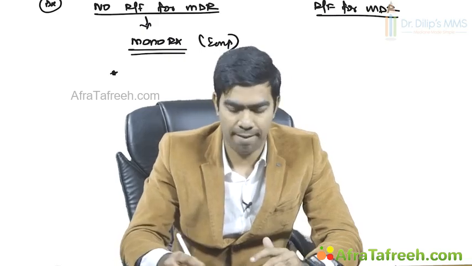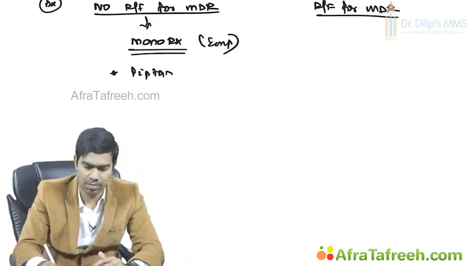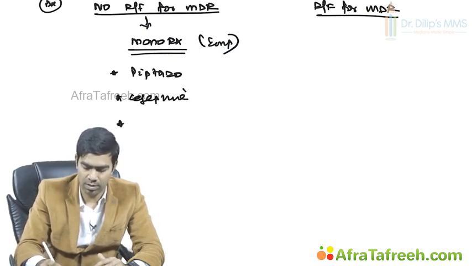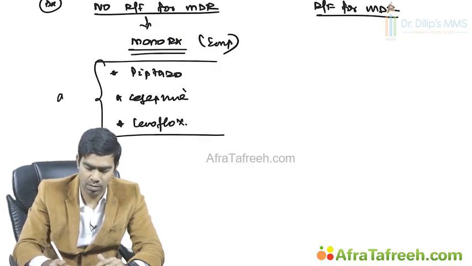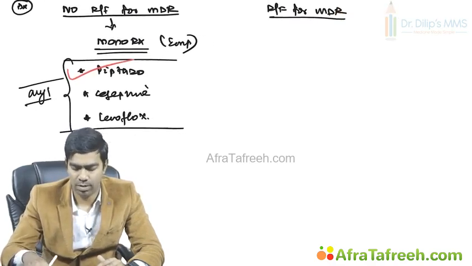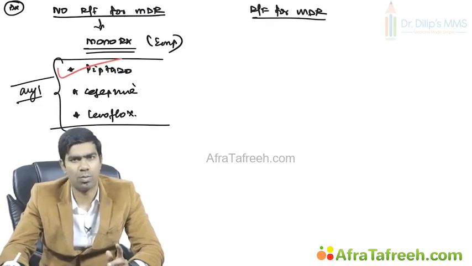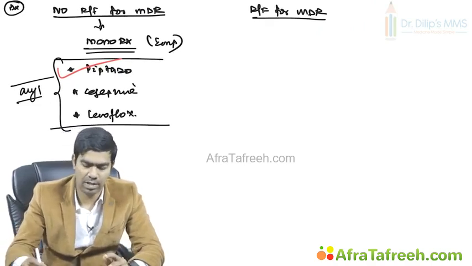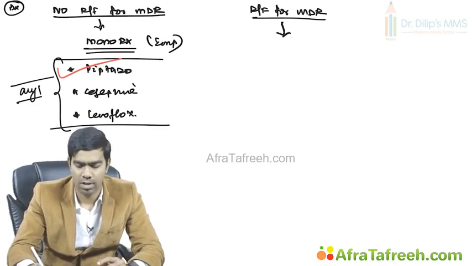So any one of these drugs you can use: piperacillin tazobactam, or cefepime, or levofloxacin. This is what you're going to prefer. Any one of them you can use, which are excellent. In our hospital, we prefer piperacillin tazobactam, or even carbapenems can be preferred, but that's too much. So we can prefer piperacillin tazobactam itself, which is more than enough.